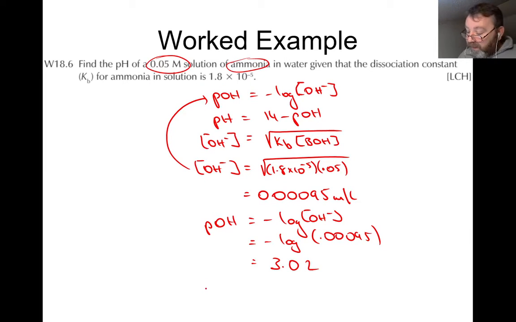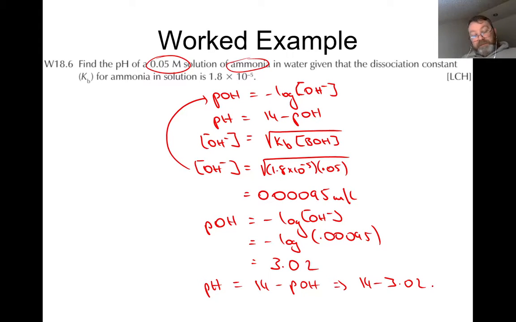So to get the pH, it's 14 minus pOH, which is 14 minus 3.02, and that comes out as 10.98. And you see how it fits beautifully into the pH of a base? Above 7, halfway between 7 and 14, which is a weak base. Okay, next one.